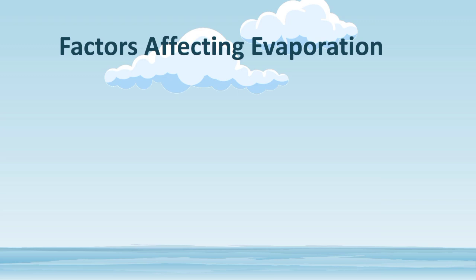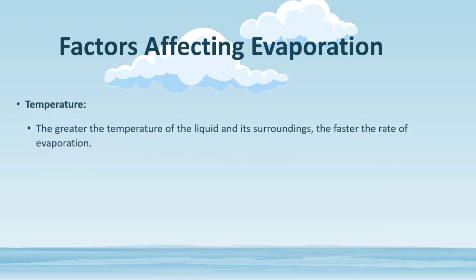So let's proceed to the factors affecting evaporation. First is the temperature. The greater the temperature of the liquid and its surroundings, the faster the rate of evaporation. When the temperature of the liquid, water in this case, is increased, it results in an increase in the kinetic energy of the individual molecules that constitute the liquid. This increase in energy makes it easier for the liquid molecules to overcome the intermolecular forces of attraction that hold the liquid together and escape into the atmosphere as a gas.